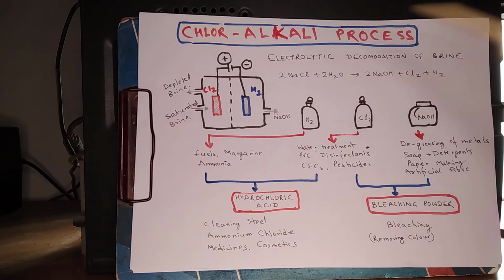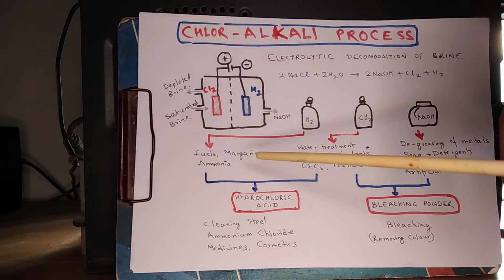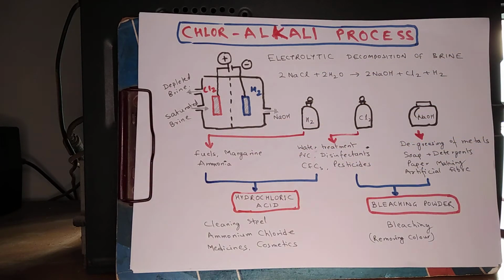Number one is hydrogen gas. Hydrogen gas is used as fuel, for making margarine and for making ammonia. Chlorine gas is used for water treatment, maybe in a swimming pool or overhead water tank, in making PVC, that is polyvinyl chloride, for making disinfectants, for making CFCs, that is chlorofluorocarbons, a refrigerant used in refrigerators, and for making pesticides. Sodium hydroxide is used for degreasing of metals, for making soaps, detergents, in the paper making industry, and for making artificial fiber.